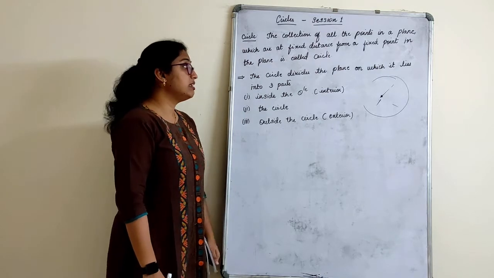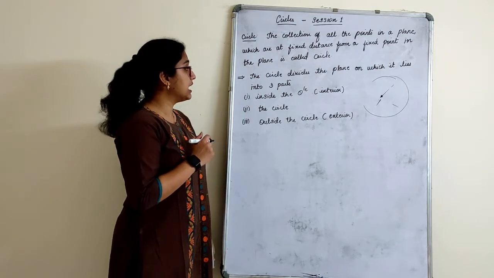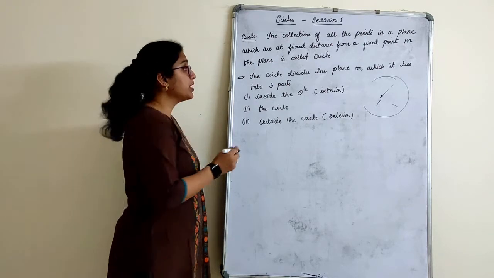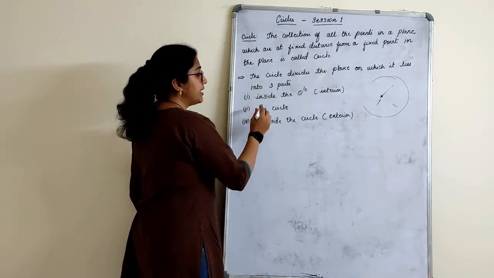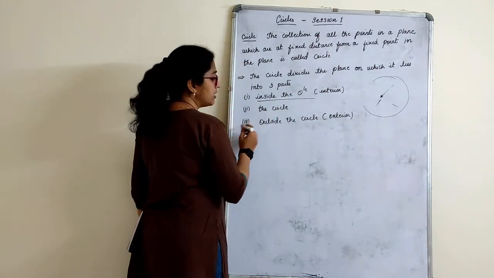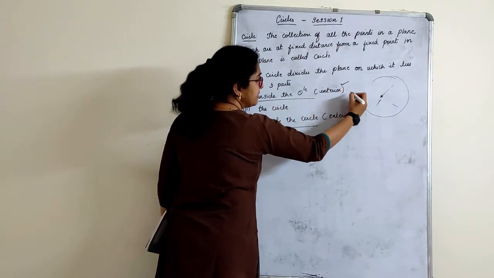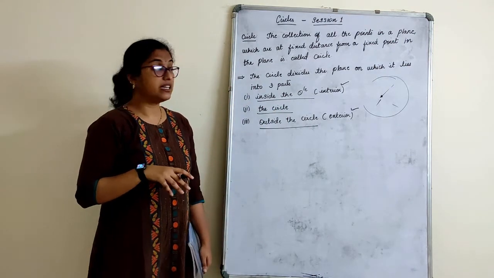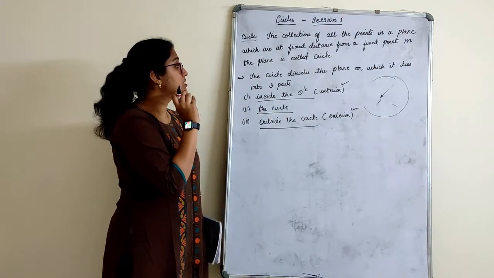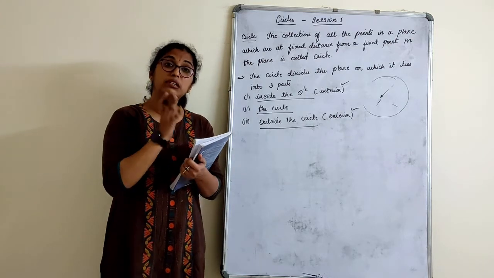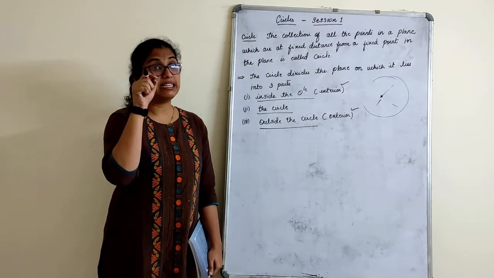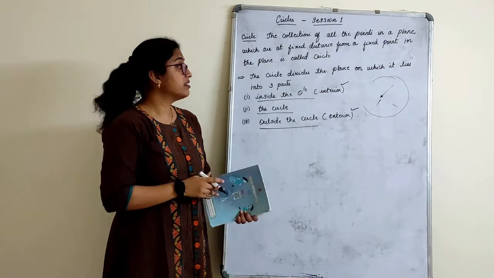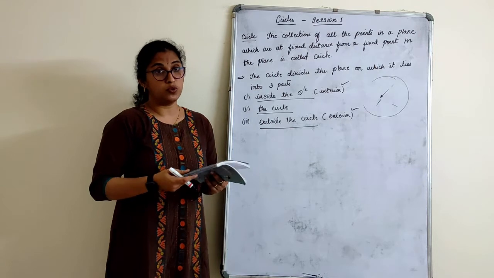The circle divides the plane on which it lies into three parts. A very important question which is usually asked for 1 mark: which three parts does it divide the plane into? One is inside the circle, the interior; one is outside the circle, the exterior; and the third is the circle itself. Interior, exterior, and the circle itself. These are the three main things you have to remember.